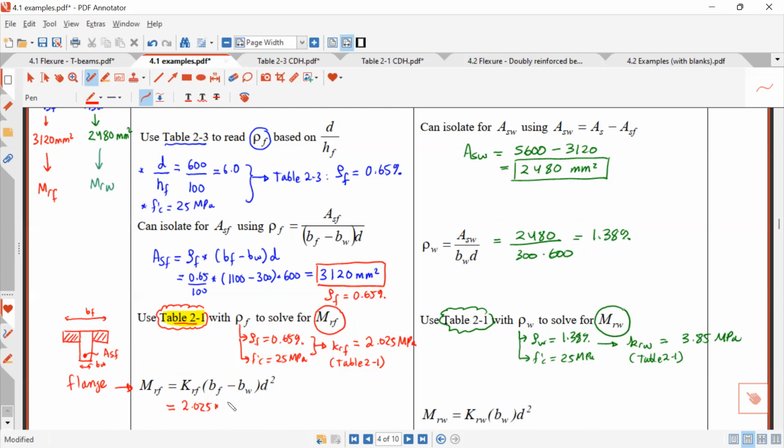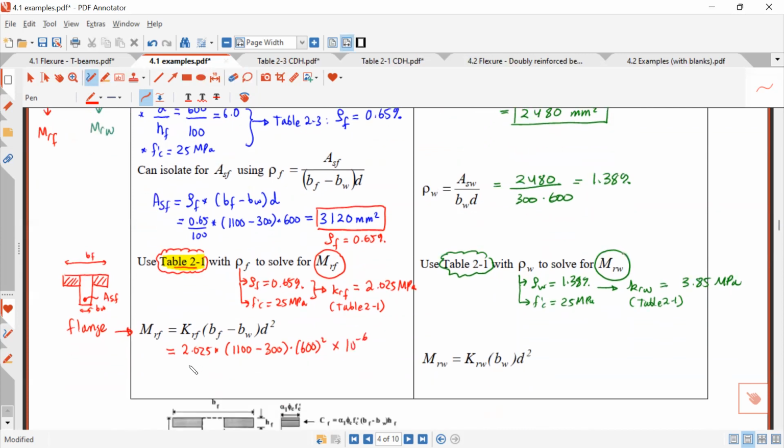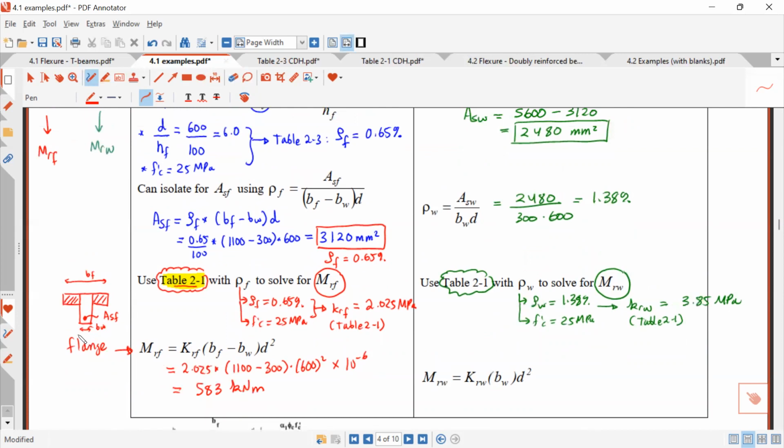Okay, so I have here 1,100 minus BW 300 times D squared, which is 600 squared, all this times 10 to the minus 6. If I do this calculation, what do I end up with? I should end up with 583 kilonewton meter. So that's the first part of the moment, this MRF that we're getting here.